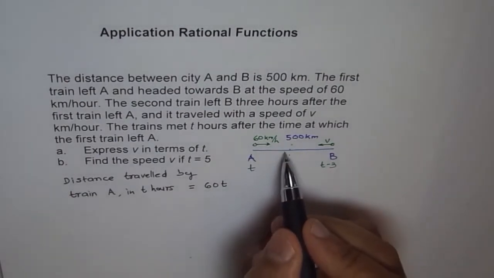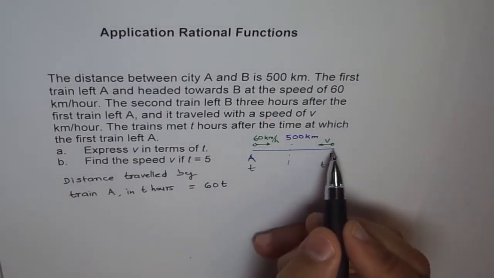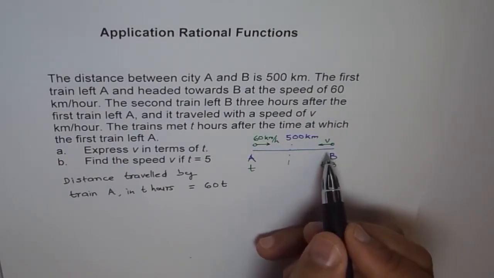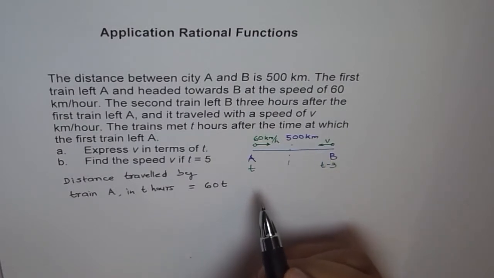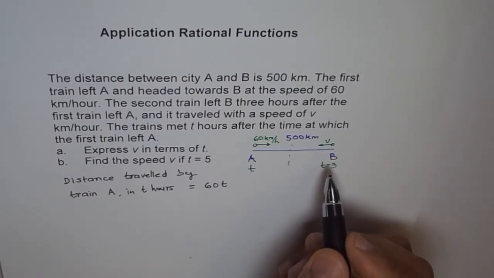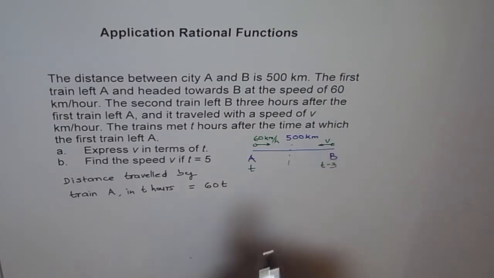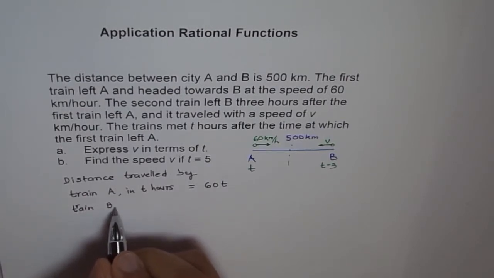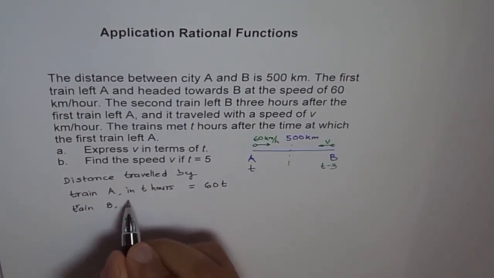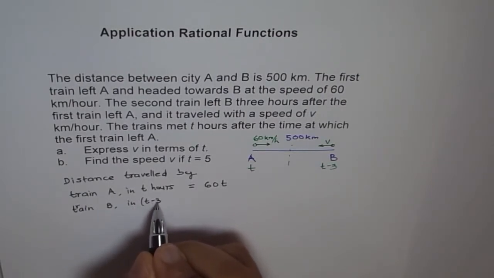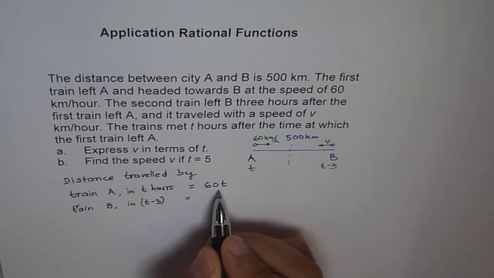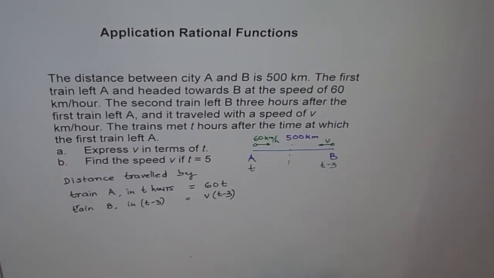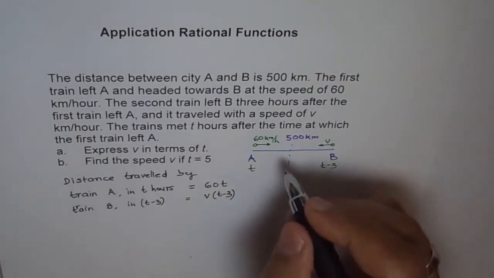Now in those t hours, how much distance will train B cover? Remember, train B started 3 hours after, so it actually traveled only for t minus 3 time, okay? And if the velocity is v, then the distance will be velocity times time. So the distance traveled by train B is, it actually traveled for t minus 3 hours, right? And with the velocity of v, so it is v times t minus 3. Is that okay? Because it took only t minus 3 to reach some point in between.